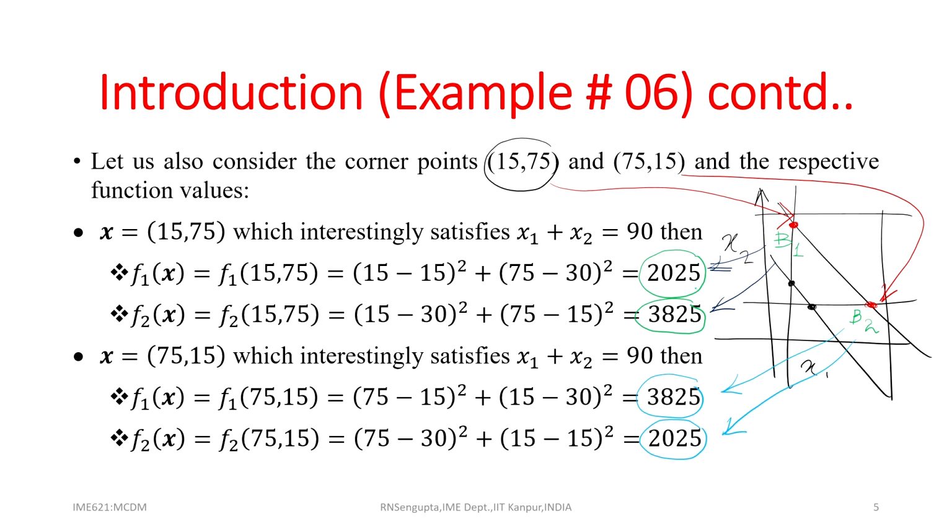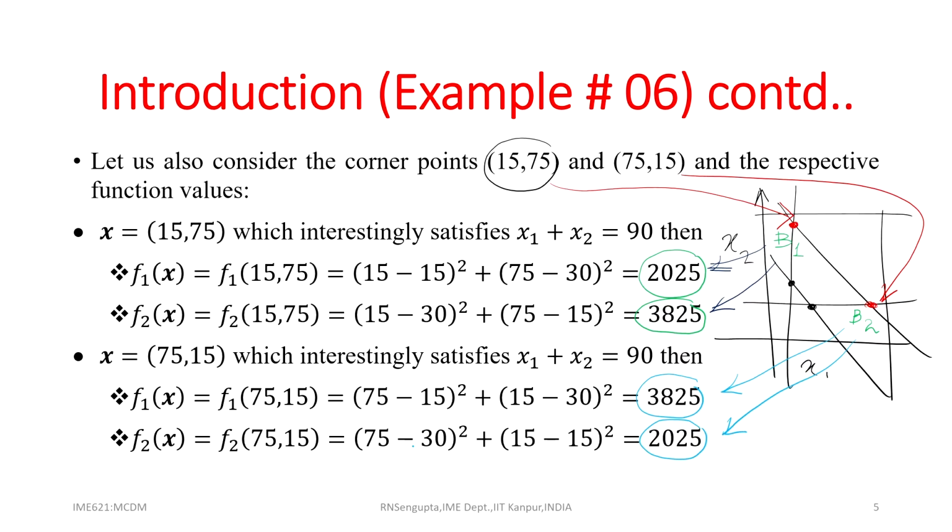and these values which you see marked in green here for the corner point B 1, 2025 and 3825, have just been interchanged, which highlights that the corner points would, if I find the collective one, which I will come to later on, give me separately the same values.